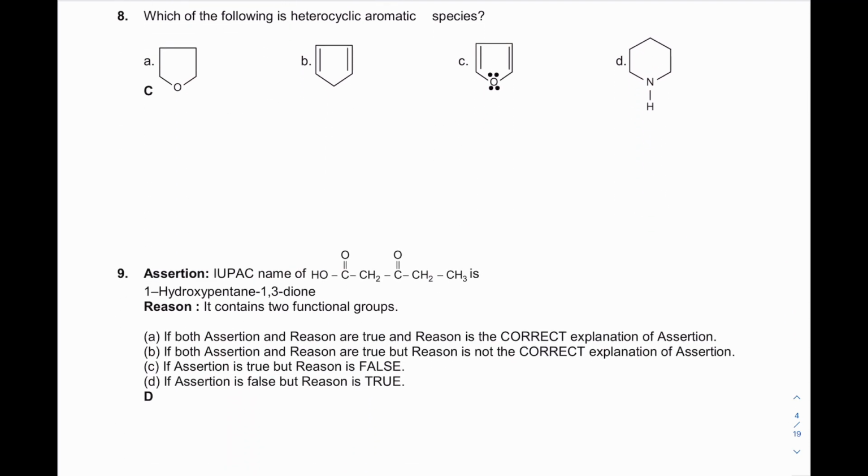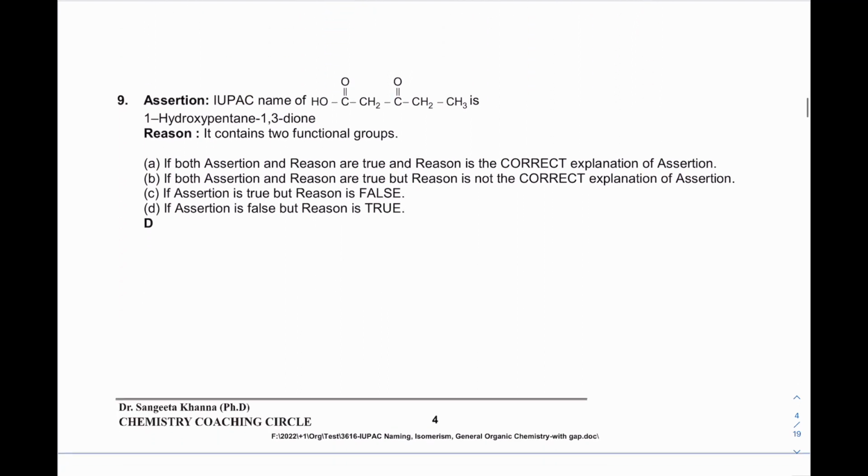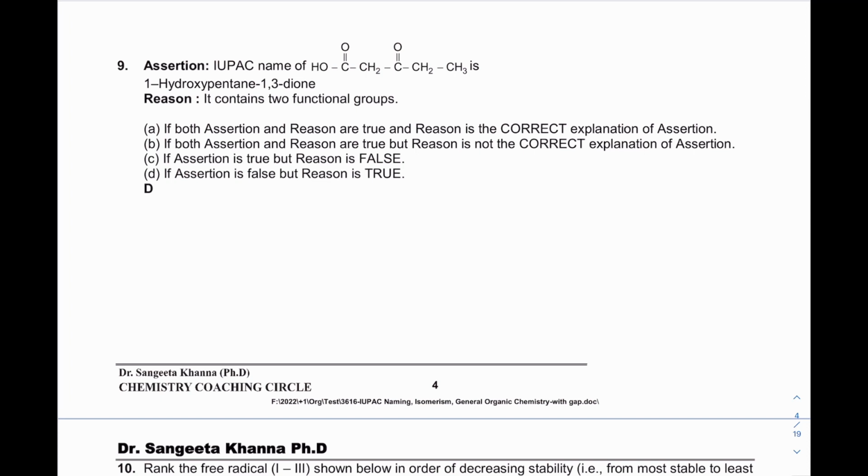Next is which of the following is a heterocyclic aromatic species? It is furan. Out of 2 lone pairs, only 1 lone pair will be part of the conjugation. The second one is not aromatic because this carbon is sp3 hybridized. Next, in this case, the main functional group is acid and the side functional group is oxo. So the first name is wrong because 3-oxopentanoic acid contains 2 functional groups. This one is correct, so it is D.